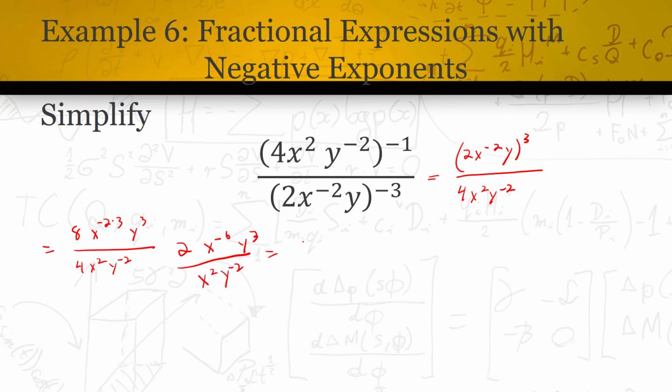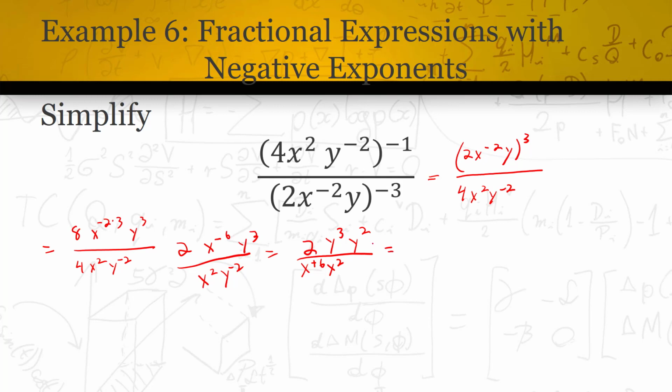Okay, now the 2 stays up here. Here I have x to the negative 6. That can be an x to the 6 in the denominator. And I have y cubed. Here I have x squared. This is x to the positive 6, my apologies. And then I will have y cubed and y squared in the numerator.